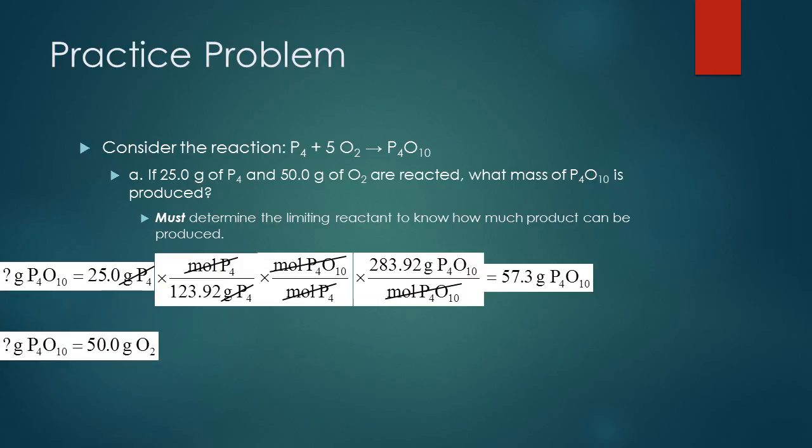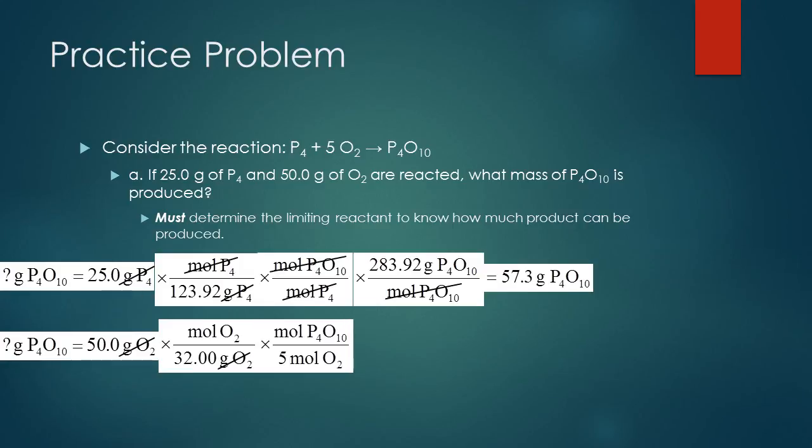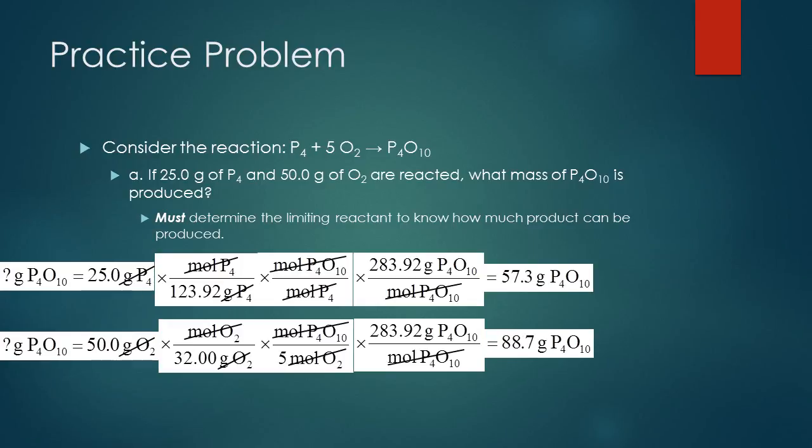We need to do the same calculation with the oxygen. How much P4O10 can we get if all 50 grams of O2 react? So again, a gram, mole, gram problem, converting from grams to moles of oxygen using the molar mass. Then our balanced equation shows us we have a 5 to 1 mole to mole ratio. Then we have 283.92 grams for our molar mass again, as we did before. And this gives us 88.7 grams of P4O10.